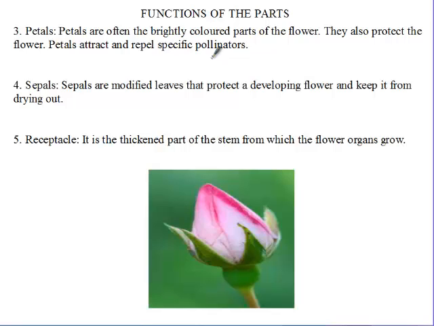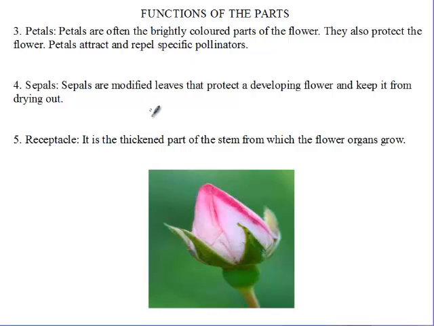Now, with the flowers that have brightly colored petals, their petals are usually larger. They also resist wind pollination. They attract insects, and their pollination is done by the insects. So the petals are often the brightly colored part of the flower. They protect the flower, and then they attract and repel specific pollinators.